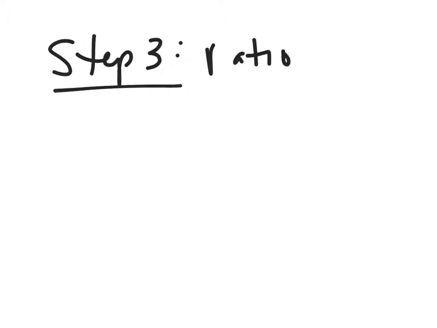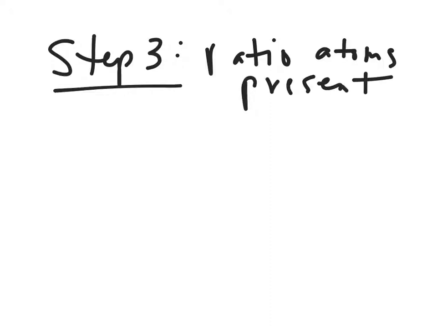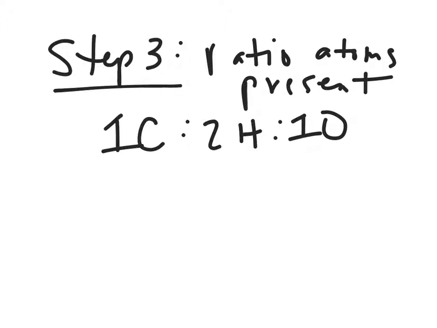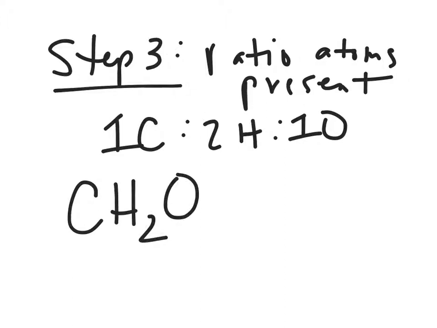So we know in step 3 now we can write a formula for our compound that tells us the ratio of the atoms that are present in our formula. So we just figured out that there was 1 carbon for every 2 hydrogens for every 1 oxygen that we have. So if we were to write a formula for that, it would look like this. 1 carbon for every 2 hydrogens for every 1 oxygen.